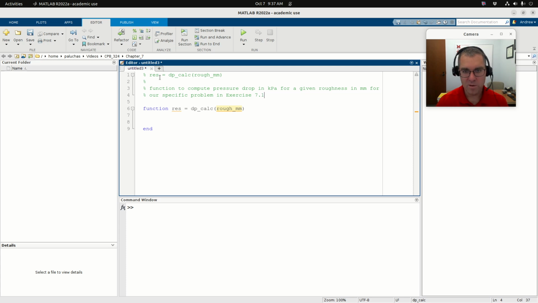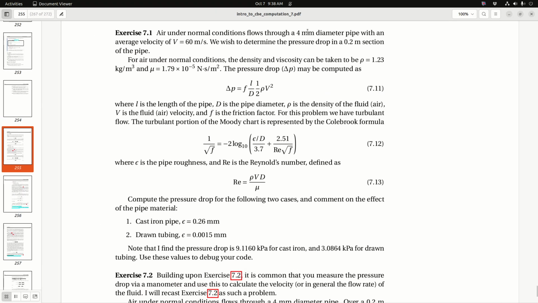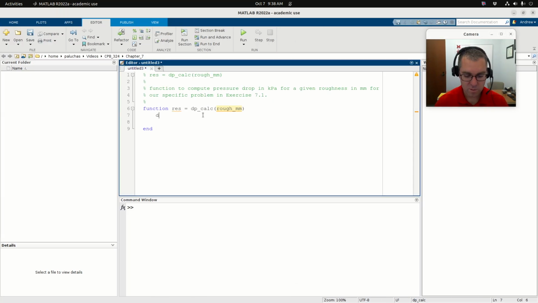As if this were a transport exam or problem, I could make density, viscosity, diameter, and length all inputs, but I'm not for now, and we could always change it up. I'm going to specify all those within my function as parameters, and then I'll just have as an input this relative roughness, which I may want to look at the effect of. So I'm going to start by listing out my parameters. My diameter is 4 millimeters. So this is diameter in millimeters.